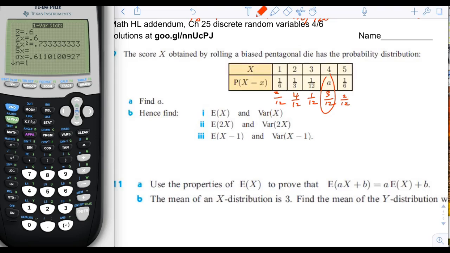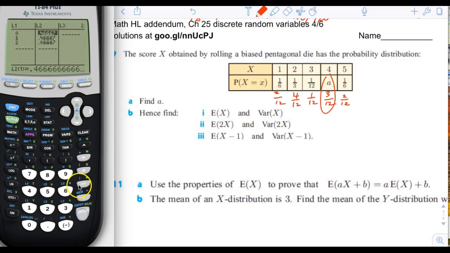Hence find the expected value of x and the variance of x. And 3/12 is 1/4. So we can see if we put 1/4 in for A that no, it's not symmetric or anything that would make it easy to figure out what the mean is. So we do need to use the calculator. Or we could figure it out by multiplying together the probability times the x value, we could add them all together and find it, but let's use the calculator.